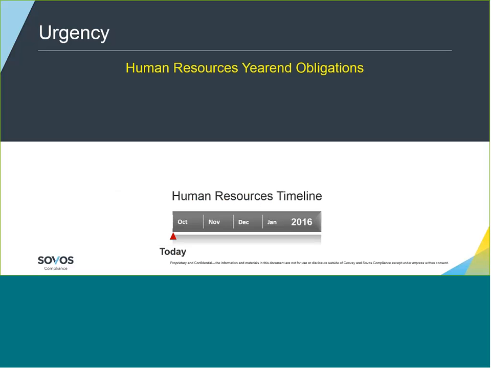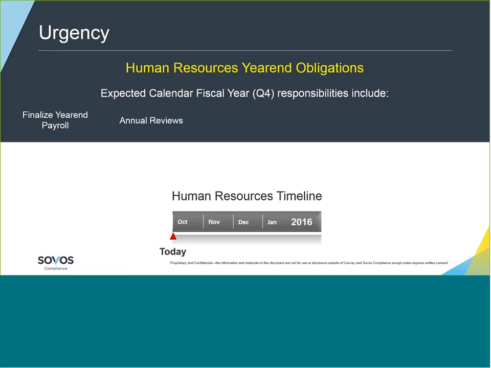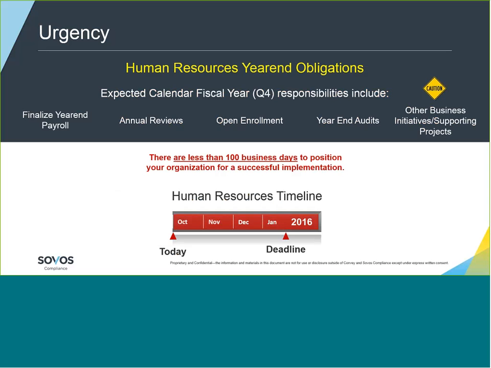So when we look at the year-end obligations, how does that stack up? Well, your Q4 responsibilities typically still include things such as finalizing year-end payroll, performing annual reviews, any sort of open enrollment period, year-end audits, and potentially any other business initiatives or projects that you may have been working on through the course of the year. So as we go into the final and fourth quarter of the year here, what we've got is less than 100 business days remaining to position your organization for a successful implementation and meeting these obligations this year.